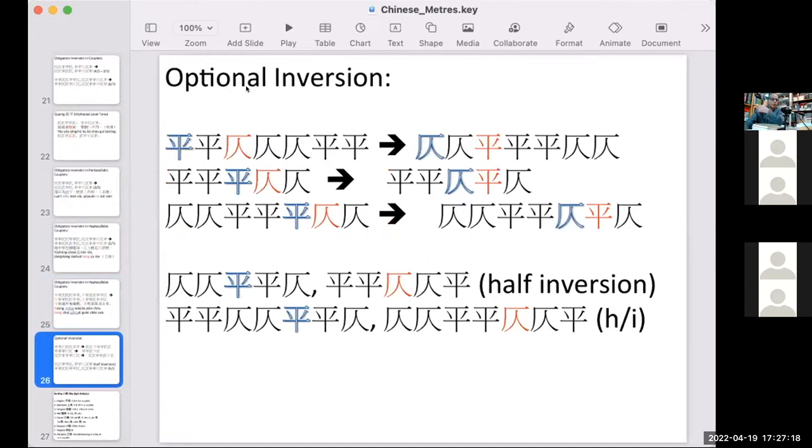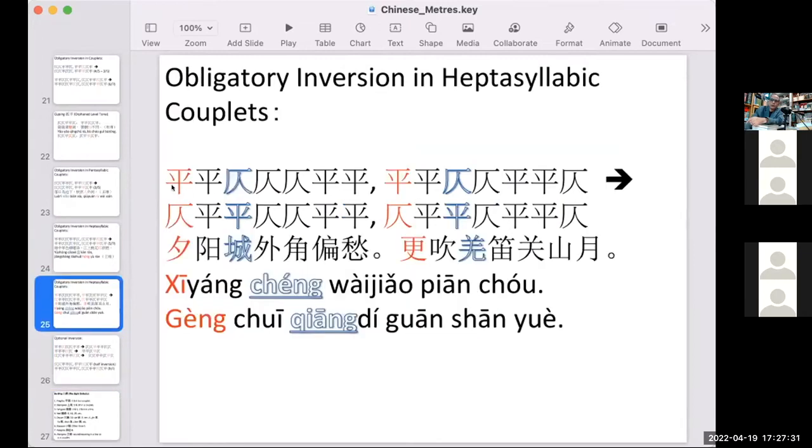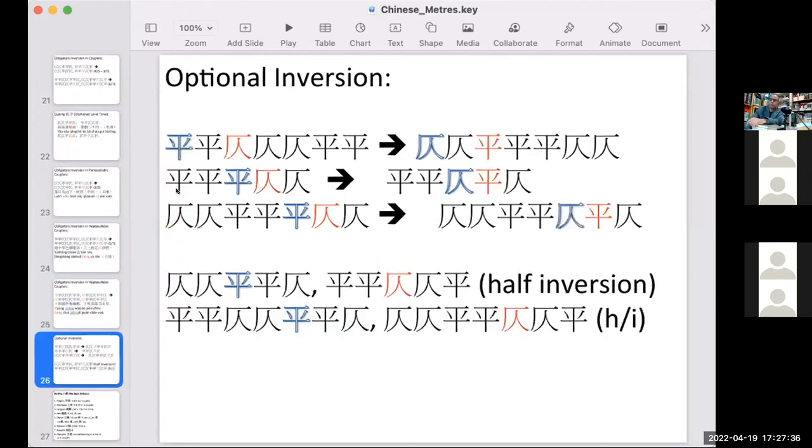So there are some inversions that are optional for the poet, like this first one, the ping could be changed into zi. This is optional. Like here, this is the first ping. It could be changed into zi or remain as it is as ping. This is optional to the poets. It depends on the flow of his poetry, the muse, how it inspires him, the inspiration, the flow of his writing.